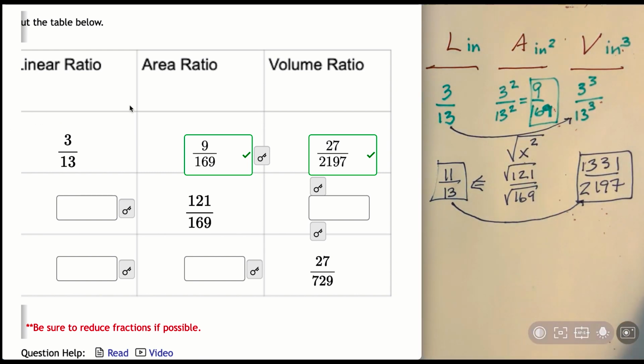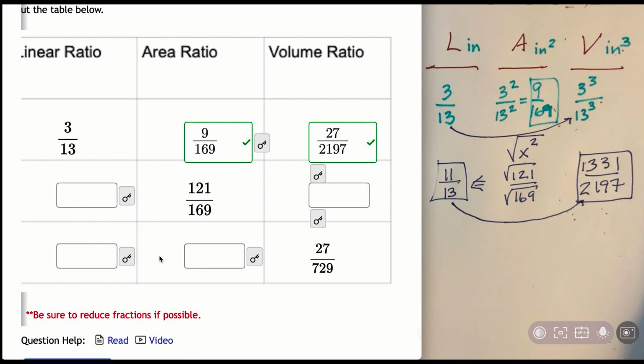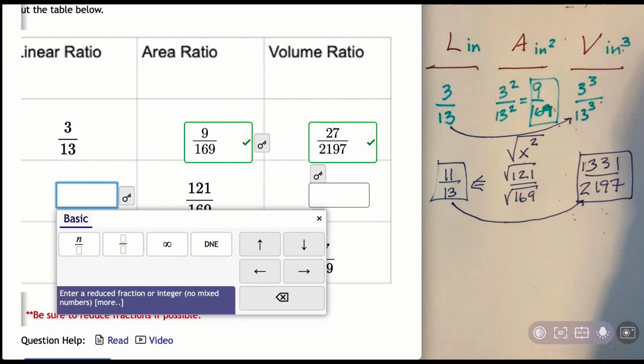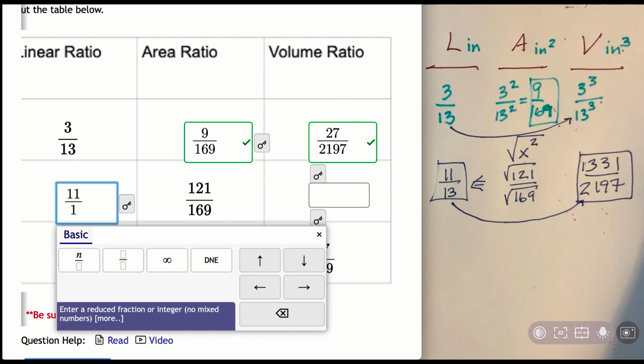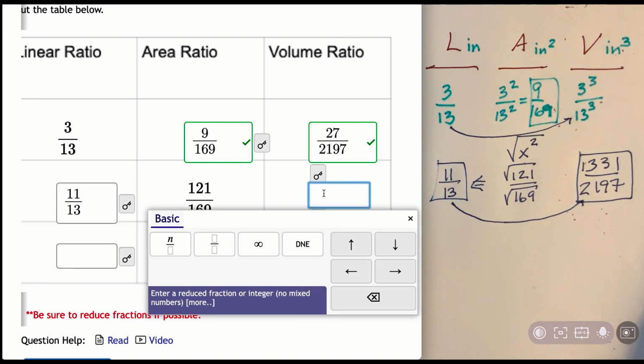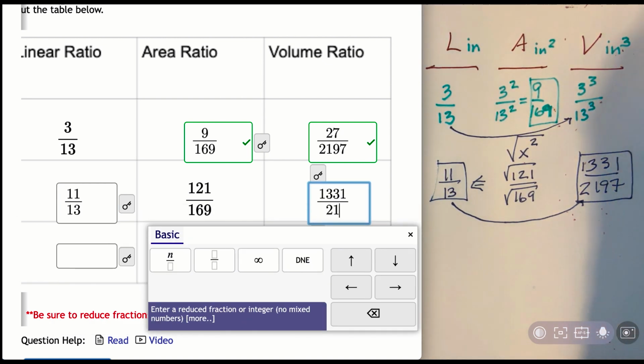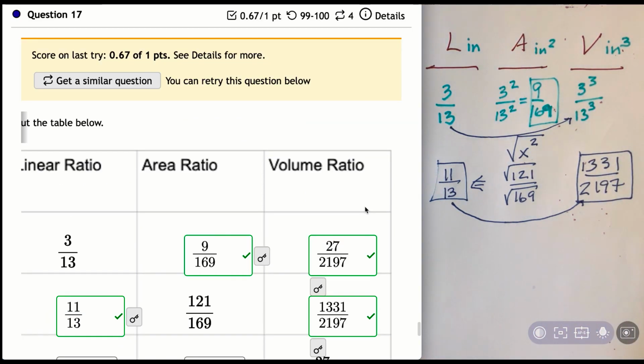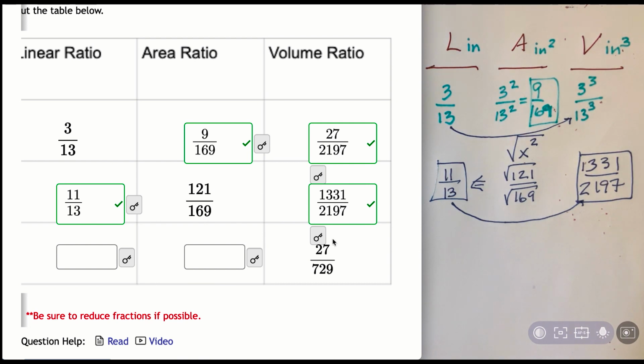So as you finish filling this in, hopefully you can get that filled in. I'll do it right now too. So 11 over 13. And then this one over here turns into 1,331 over 2,197, like that. And if you submit that, hopefully you get green on those two. Now the hardest one is this one right here. We're going to talk about that next.